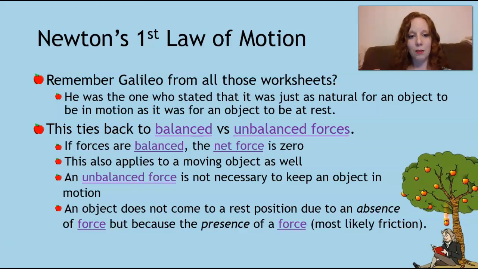Okay, this applies to moving objects as well. An unbalanced force is not necessary to keep an object in motion. And an object does not come to a rest position due to an absence of force. It comes to a rest position because of the presence of a force. And that force is most likely friction.